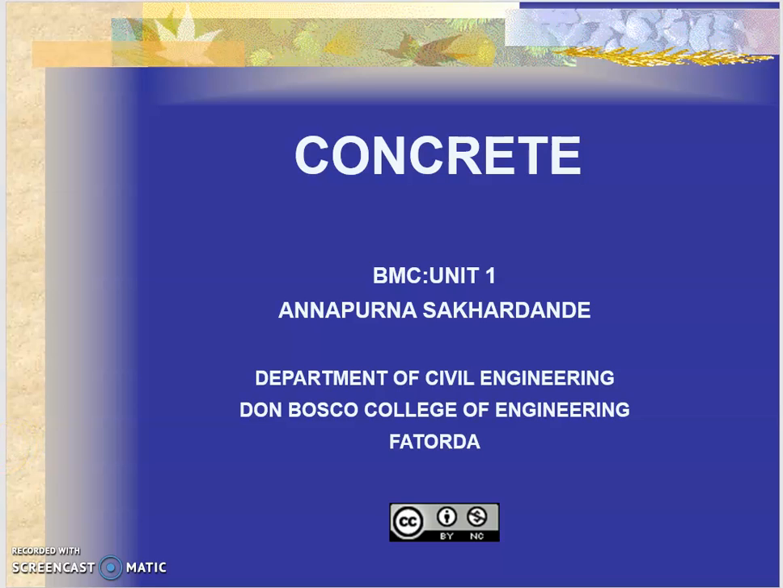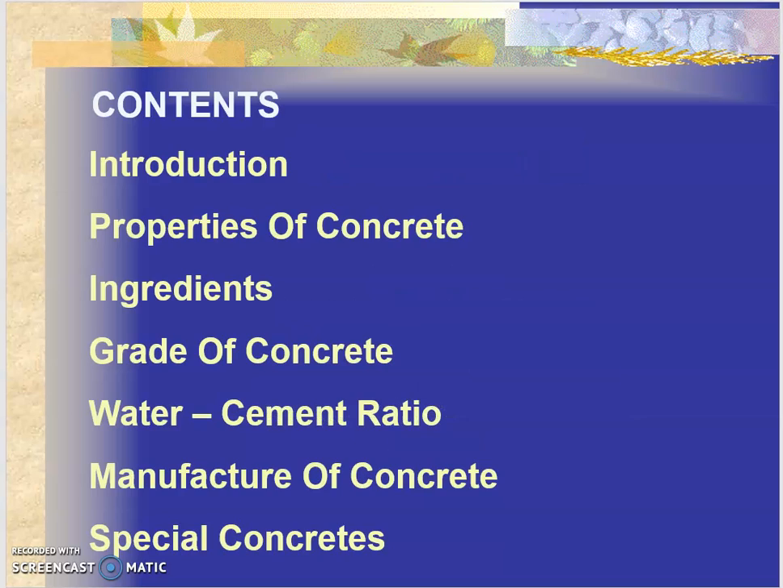So we're starting with another topic from Unit 1, and that's concrete. This particular chapter will have the following contents. First, we will start with the introduction, then the properties of concrete, ingredients, grades of concrete, and what is water cement ratio. In brief, we will discuss manufacturing of concrete, and then we will end with special concretes.